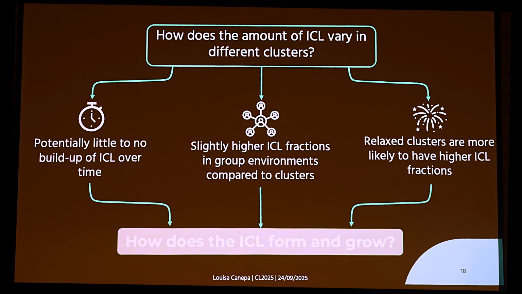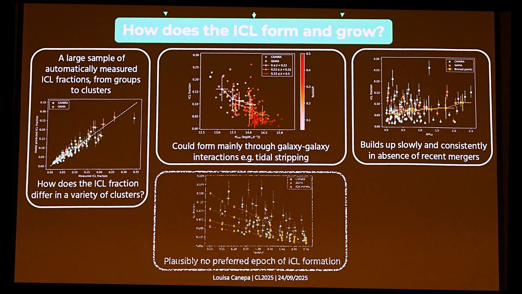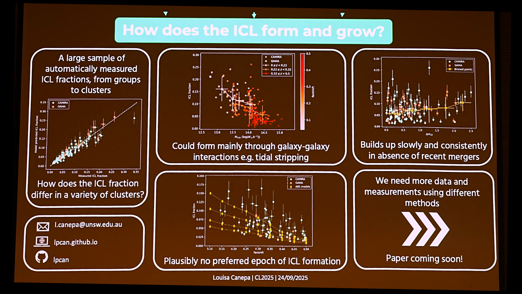Okay, so what do these points all mean for how the ICL is forming and growing within these clusters? So what this means is that the ICL could be forming in these clusters mainly through galaxy-galaxy interactions such as tidal stripping, because this would make the production of ICL more efficient in lower mass halos because of longer interaction times in those halos. And so that would give us the effect of having slightly higher ICL fractions in groups.